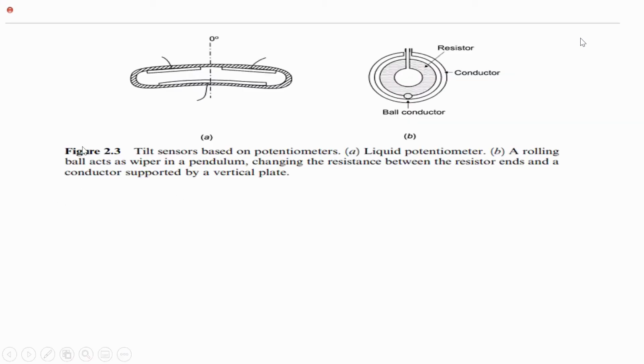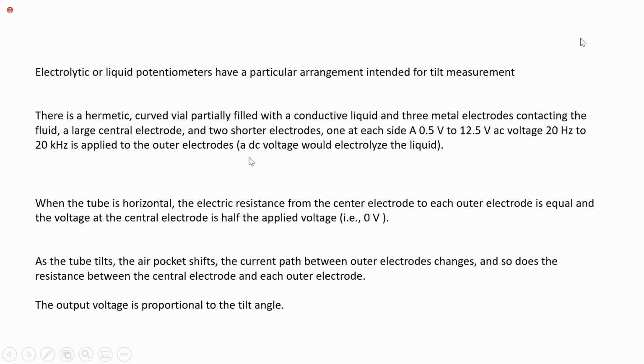So here we have a liquid potentiometer. Figure A and figure B show tilt sensors, but the principle is different. When the tube is horizontal, the electric resistance from the central electrode to each outer electrode is equal and the voltage at the central electrode is half of the applied voltage.